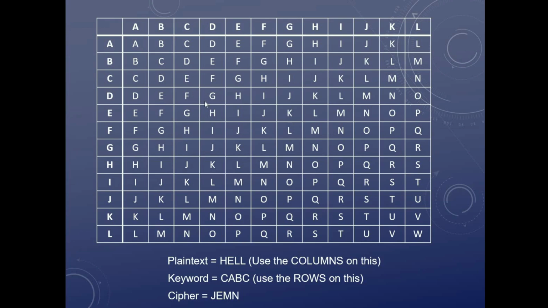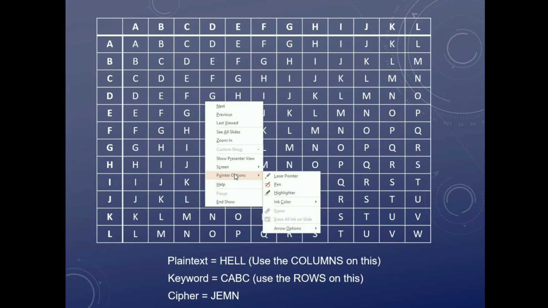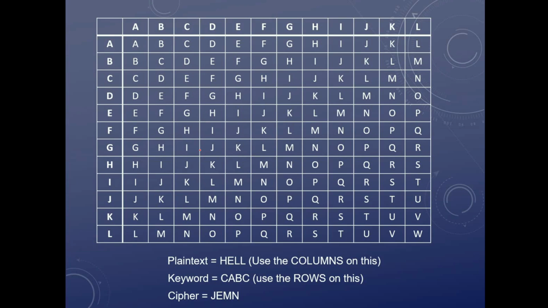Okay? Let me actually do this here for you. Make life a little bit easier. There we go. That won't disappear on me. So, again, keyword C. I'm going to go over to column H, which is here, and I'm going to end up with J. Okay. My next one, I'm going to go to row A, because that's my keyword. Go over to column E, because that's where my plain text is, and I just happen to make an E.